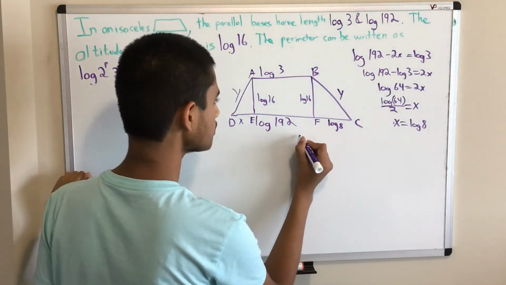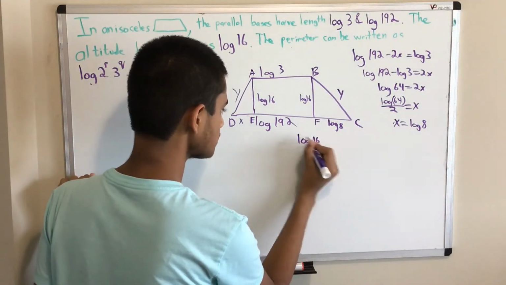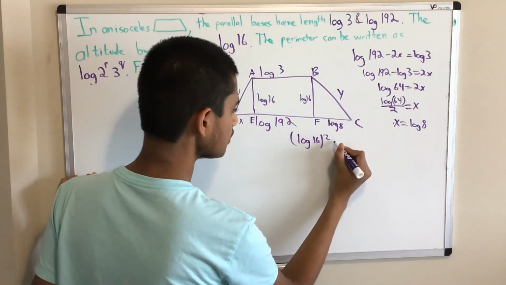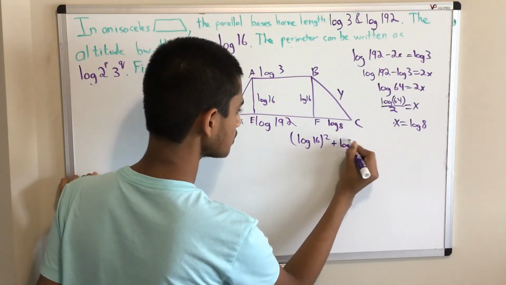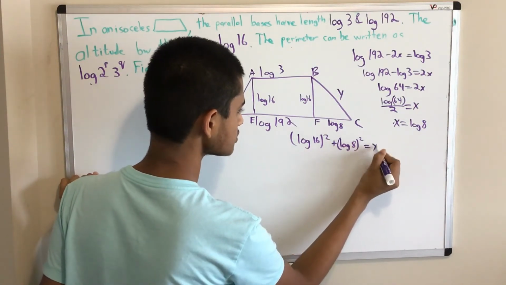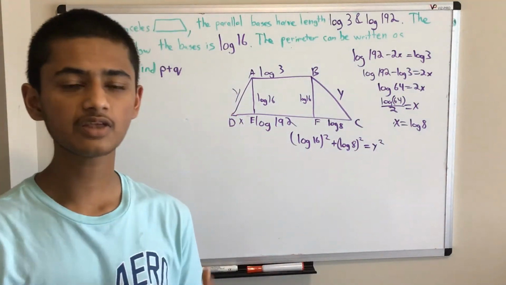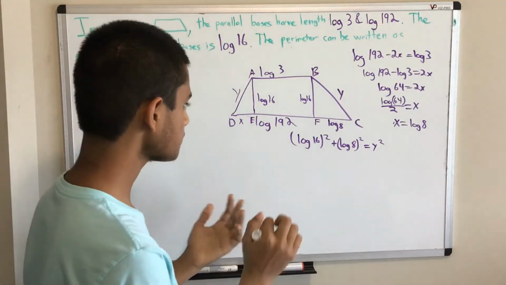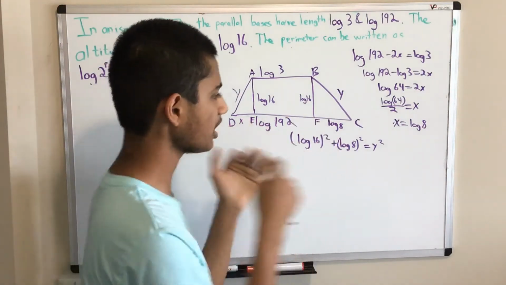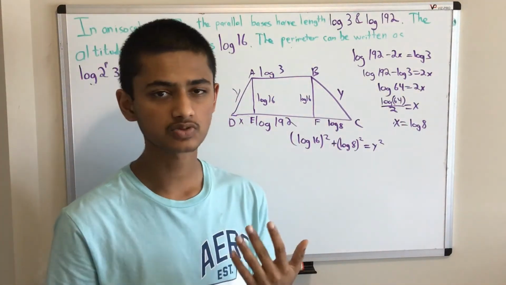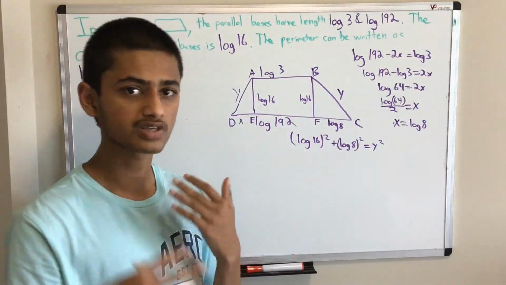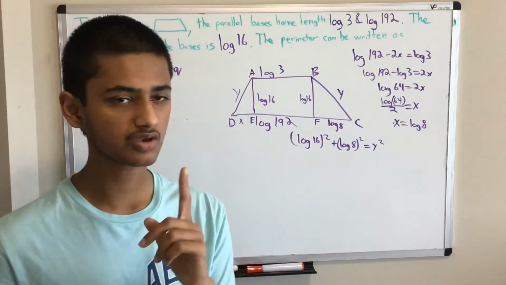So that's exactly what we're going to do. So log 16 squared plus log 8 squared is equal to y squared. But we immediately run into a problem over here. And the problem is log 16 squared and log 8 squared aren't exactly like terms, so they can't really be combined or simplified. But we have one thing we can do.